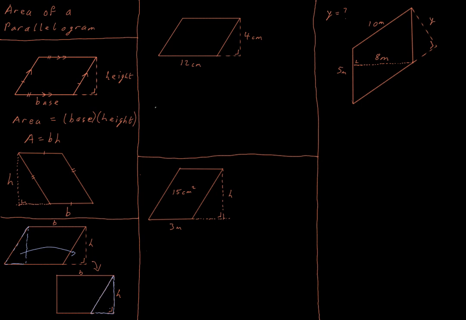Hello, now we are going to look at the area of a parallelogram. So a parallelogram is where we have our four-sided shapes, and two of the sides are going to be parallel to each other. So a parallelogram has parallel sides. These two sides here are parallel to each other. They are going in the same direction.